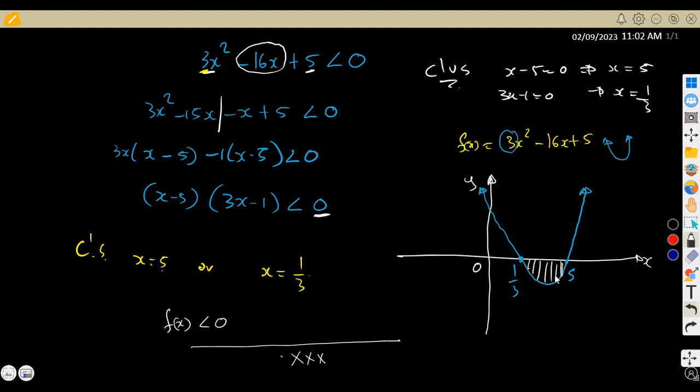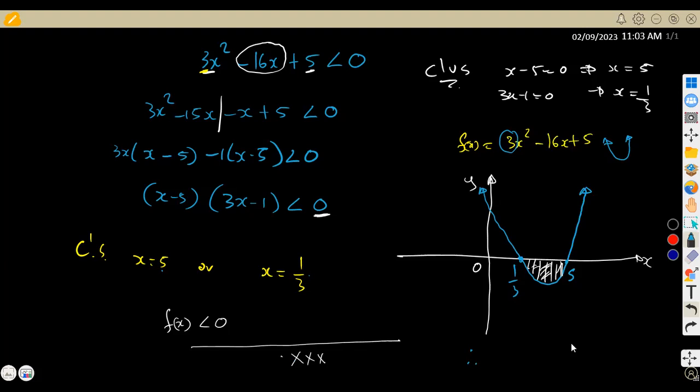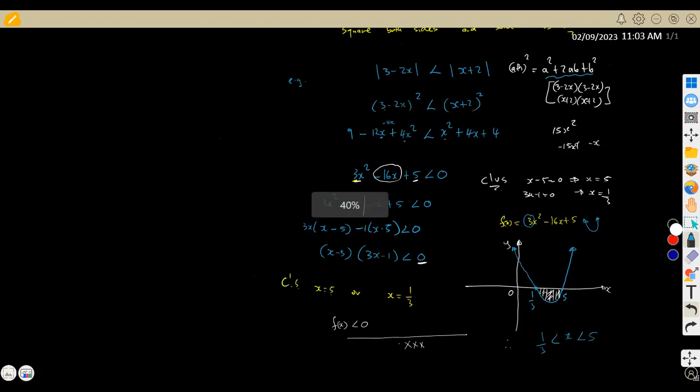That's where we've got our values below the x-axis, from 1/3 to 5. So which means we can write this as: therefore, our values of x are going to be greater than 1/3, but the same values of x will be less than 5. So that is if you are using the graphical method.